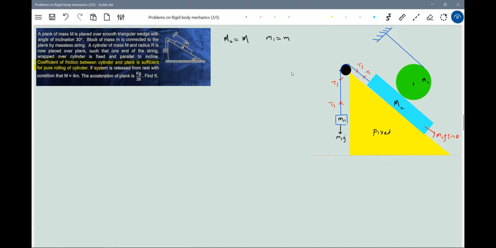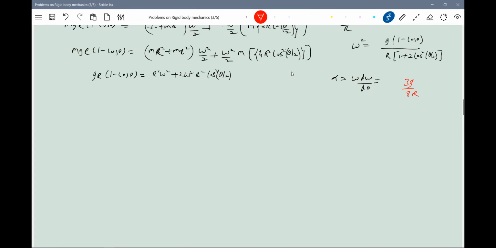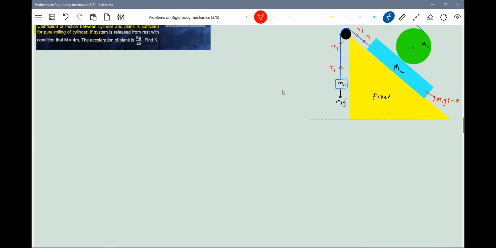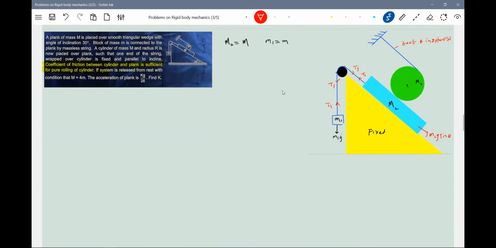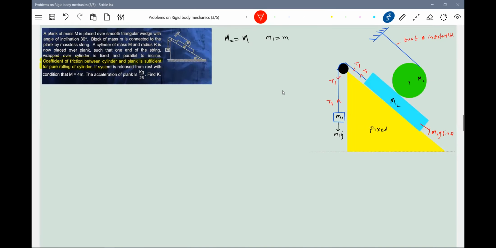See, if it rolls up, so what is the thing? This string will be taut, no? So you look at this one. This string should be taut and inextensible. That's a primary condition, no? Whenever a rolling body is connected to a string and the body is rolling, look at the string. The string must be taut and inextensible. Keep that in mind. Now proceed here.